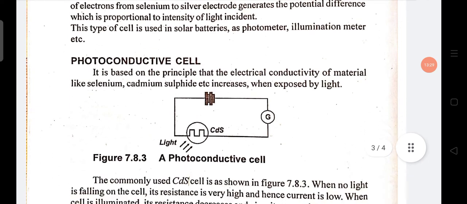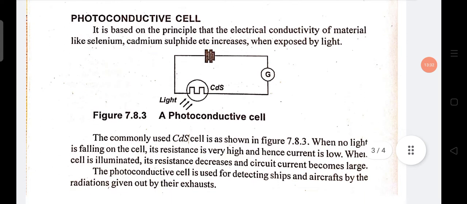Okay, now next is the photoconductive cell. The photoconductive cell is based on the principle that the electrical conductivity of materials like selenium, cadmium sulfide, etc. increases when exposed to light. The commonly used one is cadmium sulfide. This cadmium sulfide cell, the CdS cell, is shown in figure 7.8.